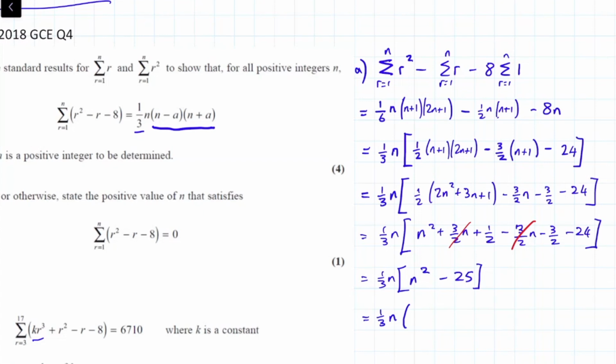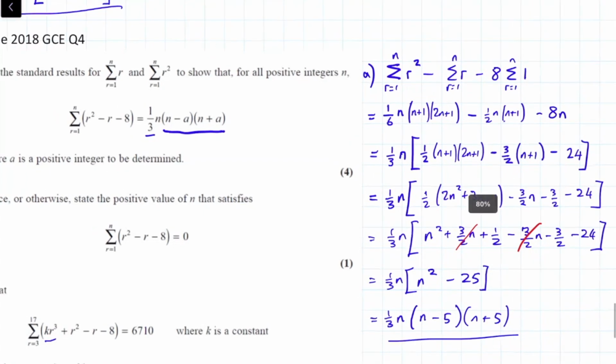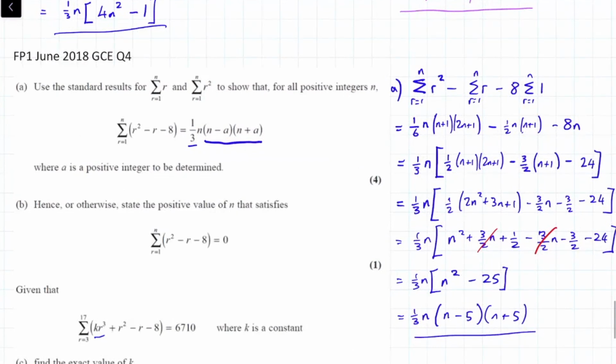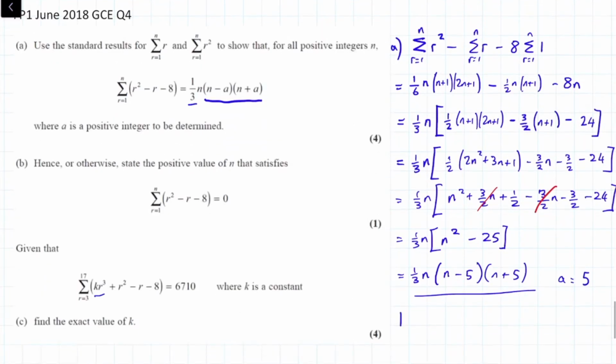So we can now say that this is n minus 5, n plus 5. So that is the end of part A, where a is a positive integer to be determined, so we know that a equals 5. Okay, part B, it says, hence state the positive value of n that satisfies this thing equal to 0.